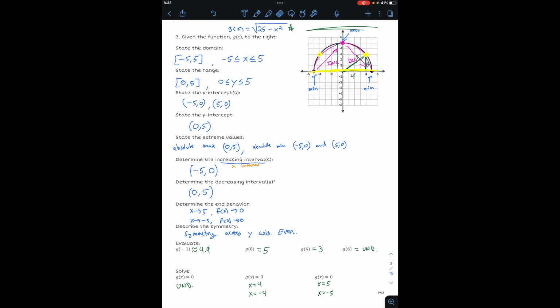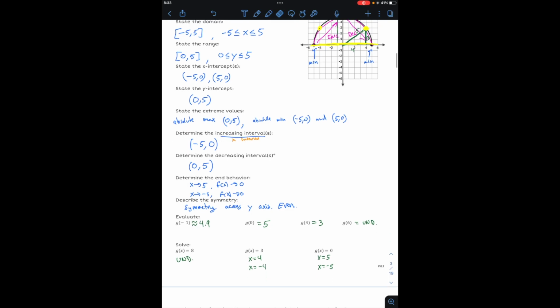Again, that's not in the family of functions that you studied. It's not really a square root function, like this is the equation of a half circle. Definitely didn't cover that in Algebra 2, but it's good to be able to analyze graphs that you're not always familiar with.